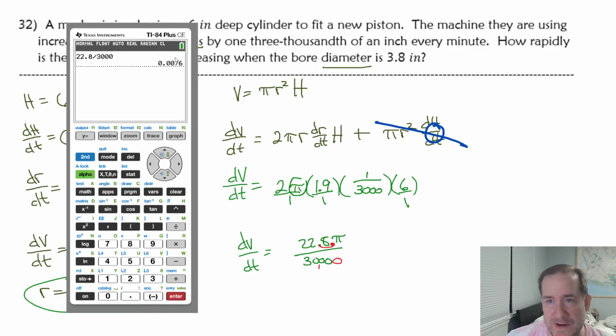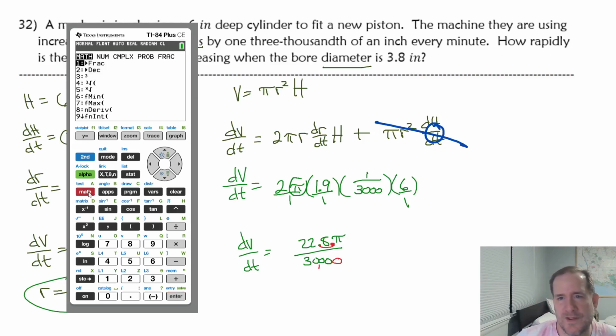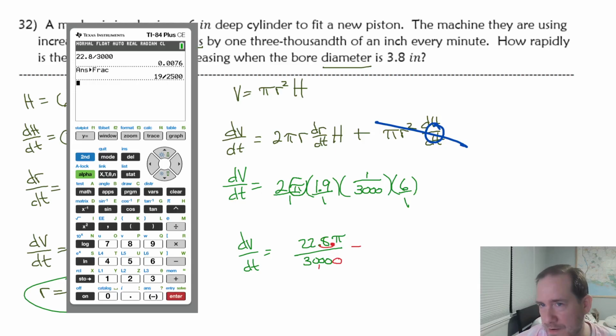Now you get a decimal, and this decimal terminates, so it is fine to just give me that. But again, I would much prefer that you convert to a fraction, and you'll give me the 19 pi over, well, I can't see it anymore, 19 pi over 2,500. So this is the best possible exact answer.